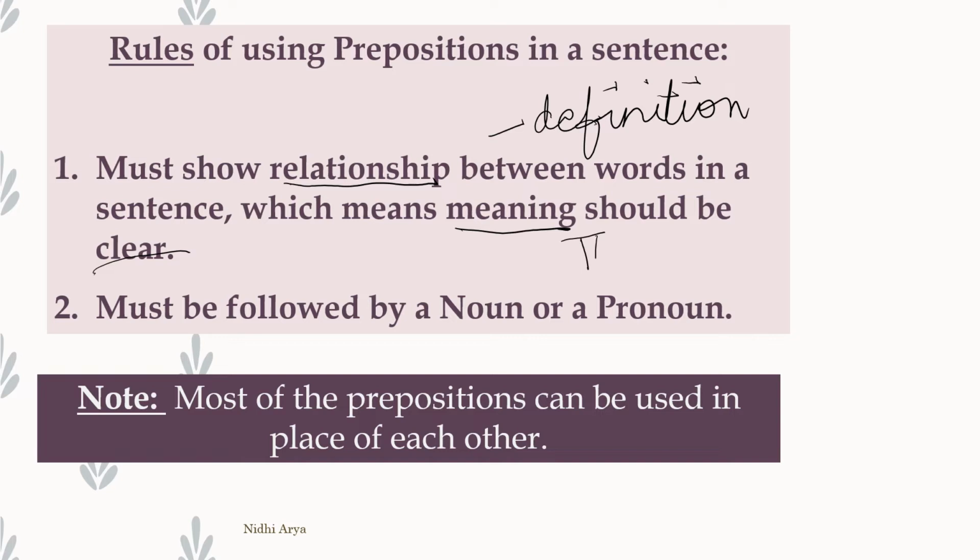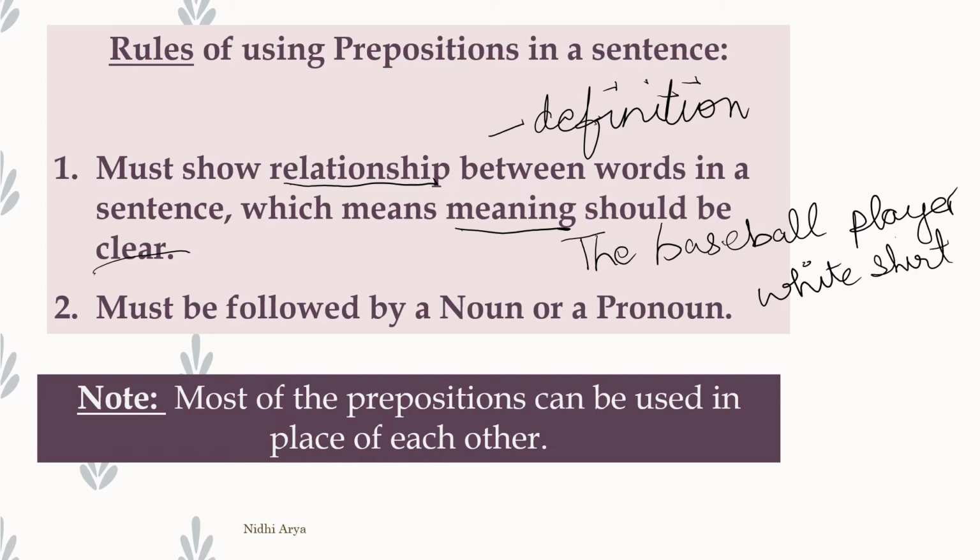If we simply write the baseball player white shirt hit a home run, and read the sentence, it says the baseball player white shirt hit a home run. We are not getting what the sentence is about. Sentence में बोला क्या गया है. So we're not able to get it.